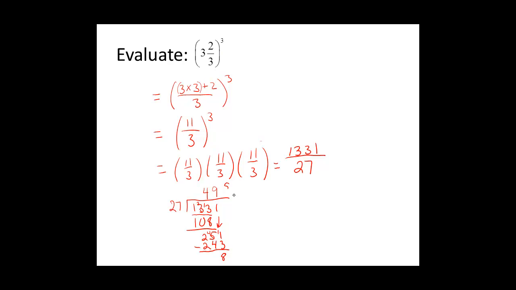So 8 is our remainder, so it becomes our numerator, and 27 is our denominator. So this can be written as 49 and 8/27. This is the answer as an improper fraction, and this is the answer as a mixed number.